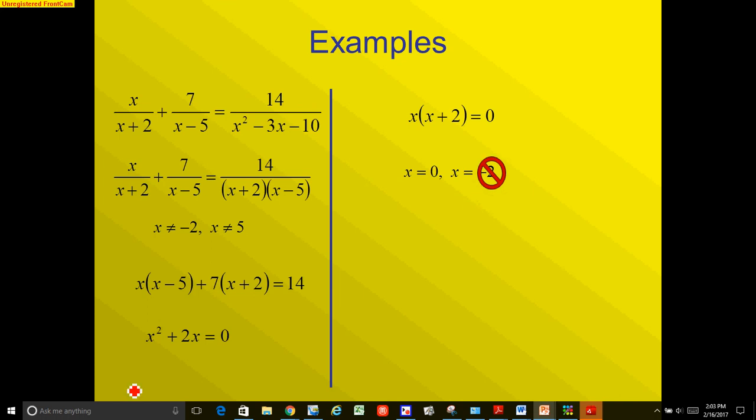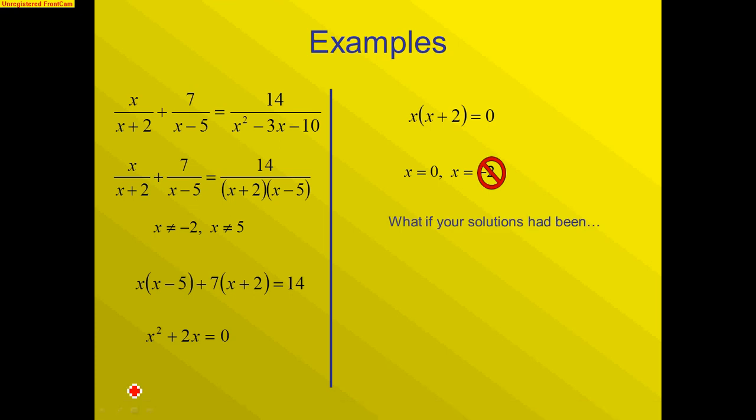There you go. X is equal to 0. Now, let's pretend, this did not happen, but let's pretend that when I had done all this algebra, I had gotten solutions of both negative 2 and 5. Right? Instead of kicking out one solution, how many would I have kicked out? Both. And then your final answer would have been, there are no valid solutions.